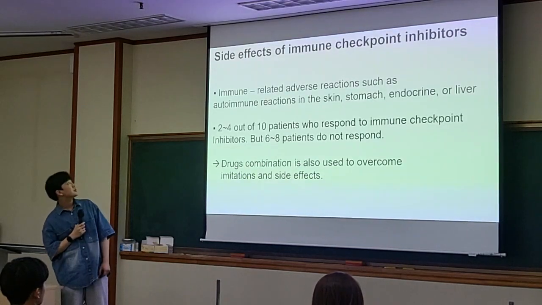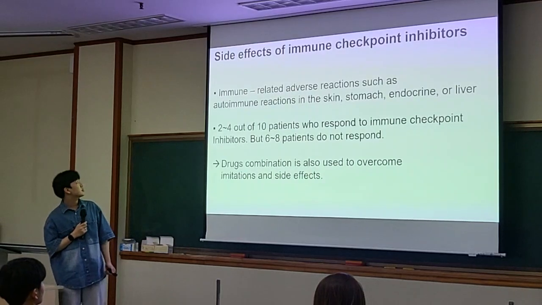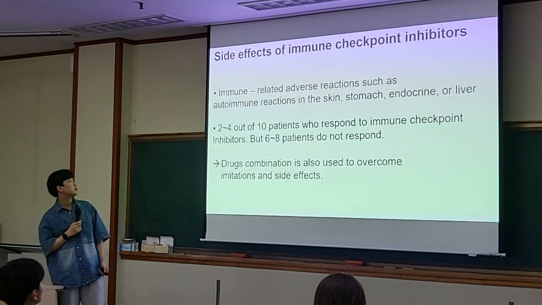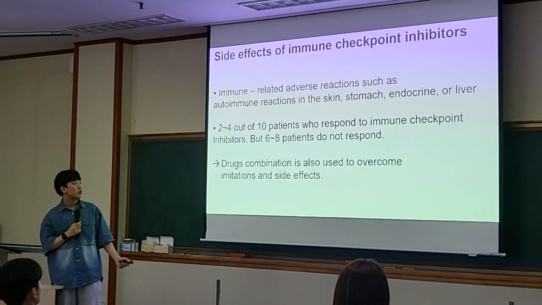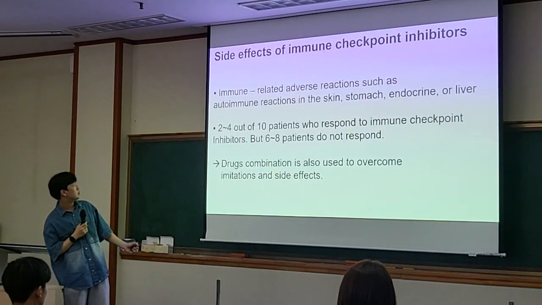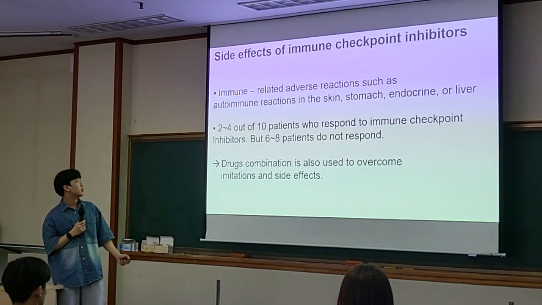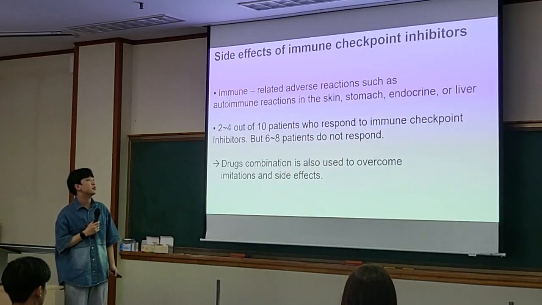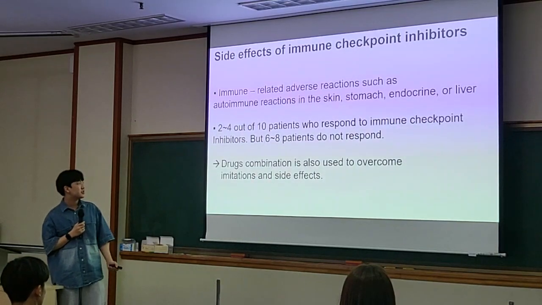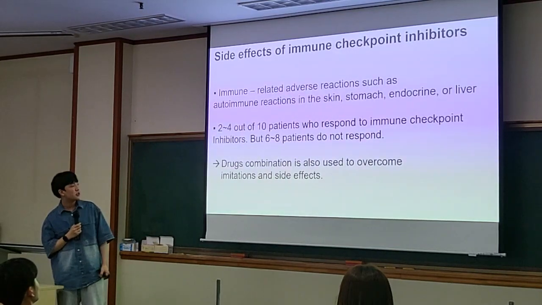But there are also side effects of immune checkpoint inhibitors. Immune-related adverse reactions such as autoimmune reactions in the skin, stomach, endocrine system, or liver could happen, and also the response rate of immune checkpoint inhibitors is very low. So 2 to 4 out of 10 patients respond to immune checkpoint inhibitors, but 6 to 8 patients do not respond. So we could use drug combinations to overcome the limitations and side effects.